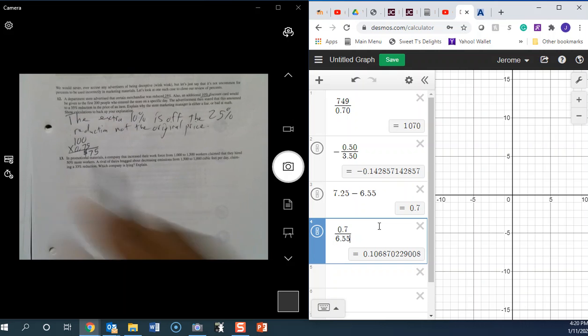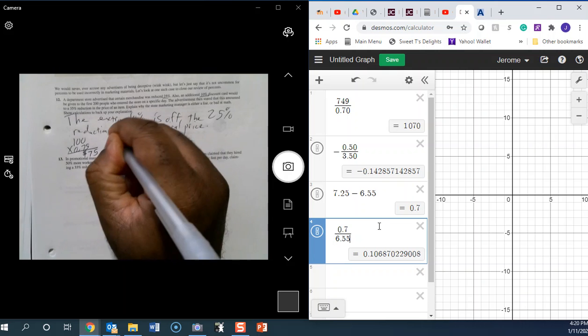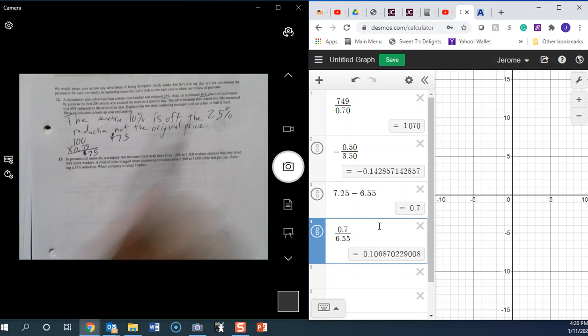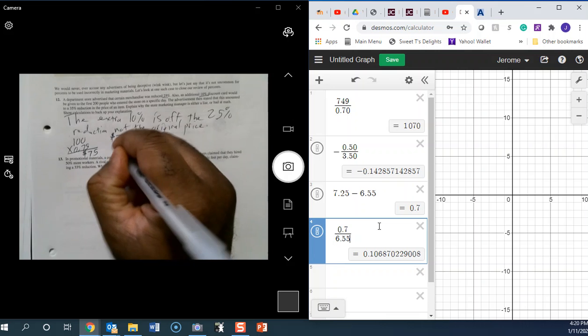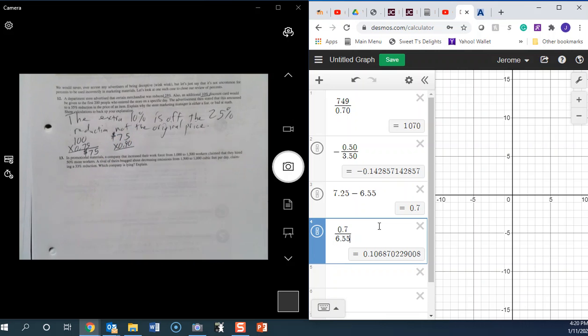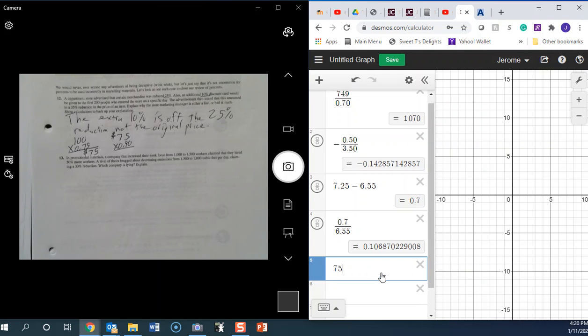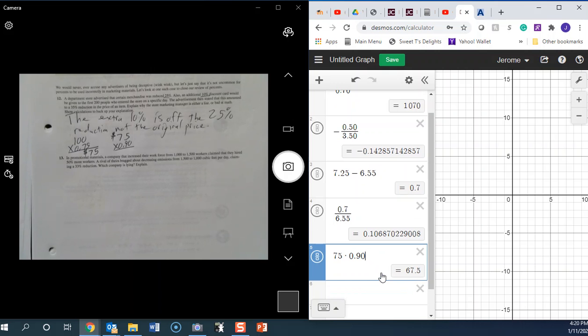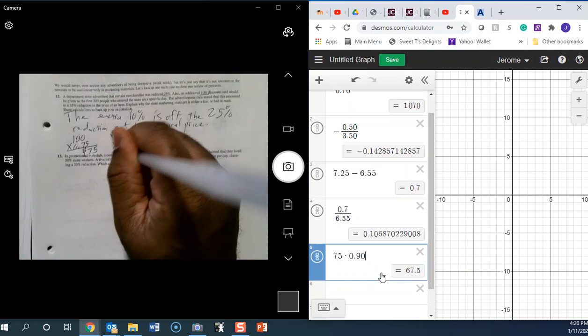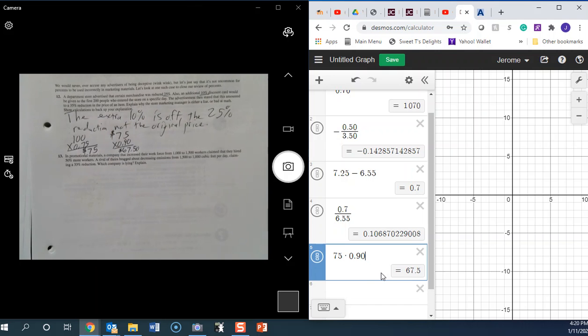Now it's saying take an additional 10% off of that. So if you're taking another 10% off, that means that it's 90%. So you have to take 75 times 0.9. And that will give you $67.50. That's how much you would end up paying with the 25% off and the 10% off.